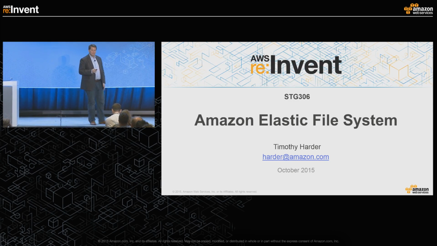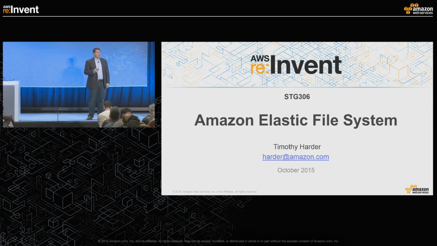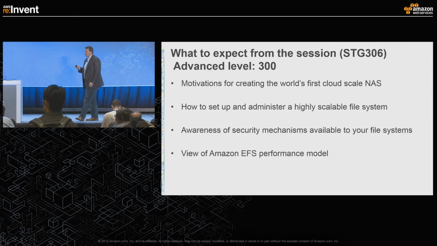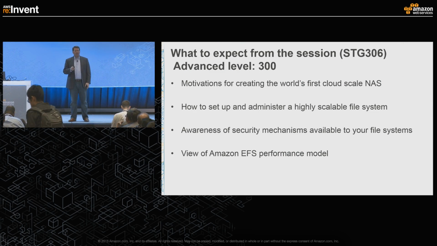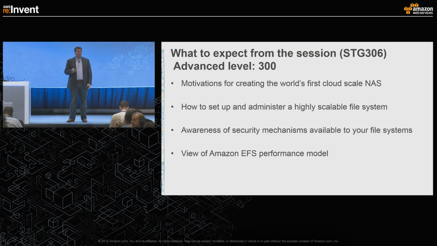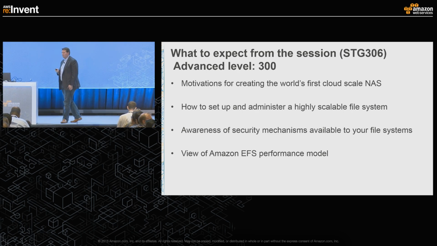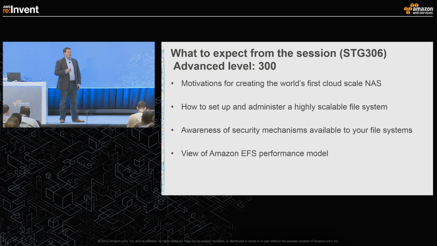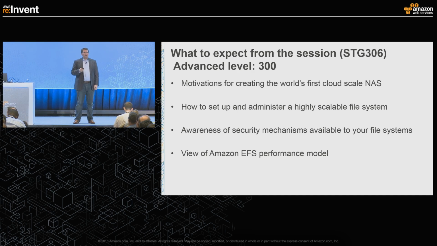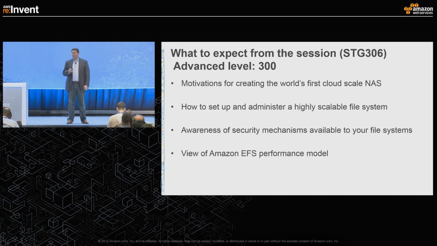Our discussion today, and the session that you're attending, is STG306, which is a review and update on Elastic File System. Over the next 45 minutes or so, we're going to cover the motivations for why we built Elastic File System. With a little bit of help from Camtasia, we'll show you how to set up, administer, and scale Elastic File System. We'll talk through the general awareness of the security mechanisms and the security planes that are available for EFS. And we'll talk in detail about Amazon Elastic File System's performance model.